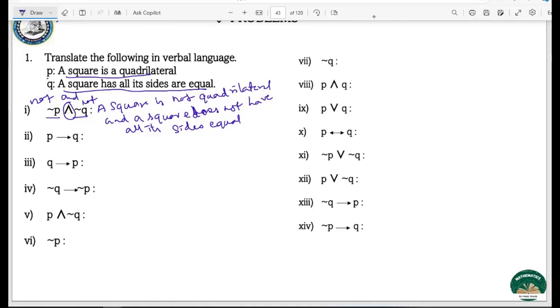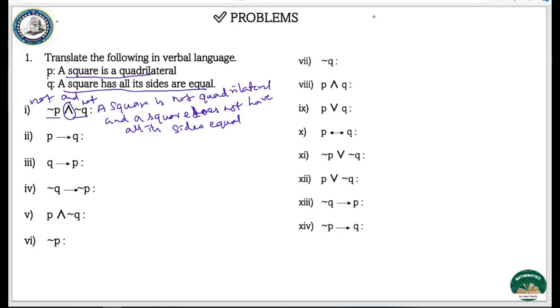Then what is meant by the arrow mark? The arrow mark means we use "if". If a square is a quadrilateral, then a square has all its sides equal. Then what will be q implies p? First you should read q: if a square has all its sides equal, then a square is a quadrilateral. Then negation q implies negation p: if a square does not have all its sides equal, then a square is not a quadrilateral.